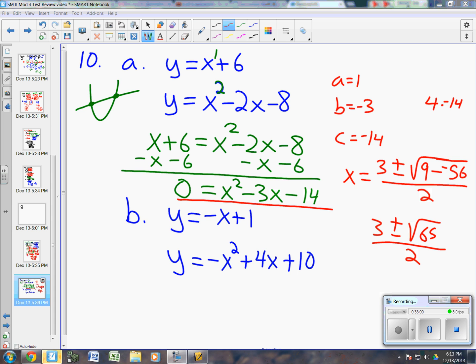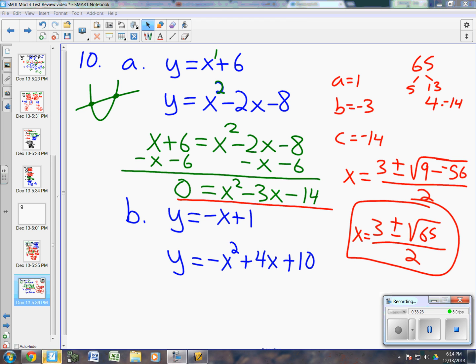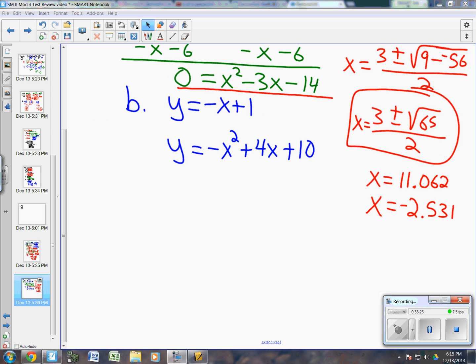And I know that 65 doesn't simplify because 5 times 13 is 65, and both of those are prime numbers. So your two solutions are x equals 3 plus or minus square root of 65 over 2. Now, I probably won't give you one like this on the test. In fact, I won't give you one like this on the test. You'd have to get those as decimals. So I'm going to get those as decimals.